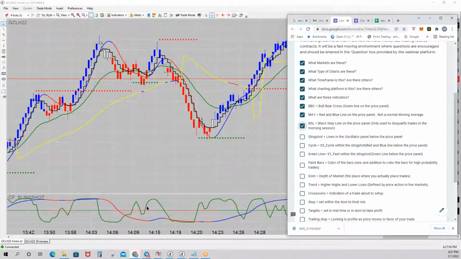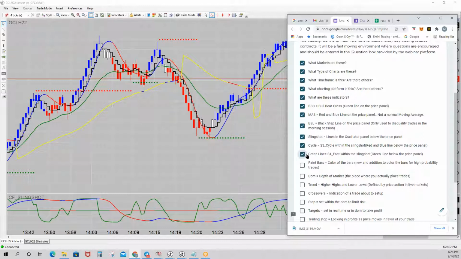Now the slingshot, that is these two lines down here. The slingshot is made up of a lot of things, but the things that we visibly show anyway: there's a bias line, which is at the 50 level, the green line, and the cycle. The cycle is the red and blue line. The green line is just the green line. Now in here, I give you the actual name within the indicator. The cycle is the S3 cycle, and the green line is the S1 fast within the indicator.